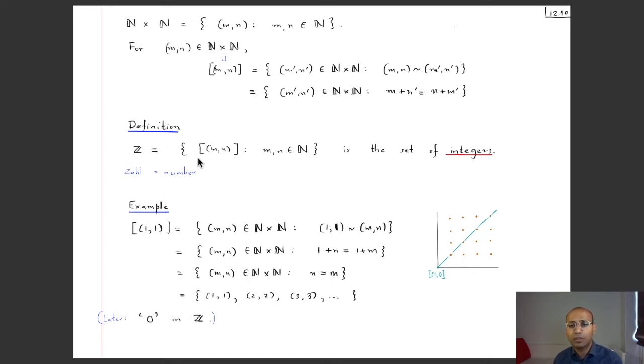all such equivalence classes. And the letter Z is used historically because it comes from the German word Zahl, which means number, and Zahlen means counting. So that's the origin of this symbol.